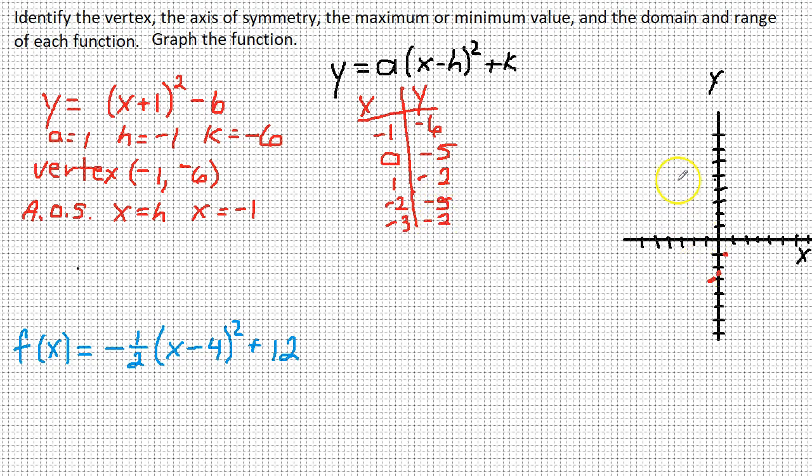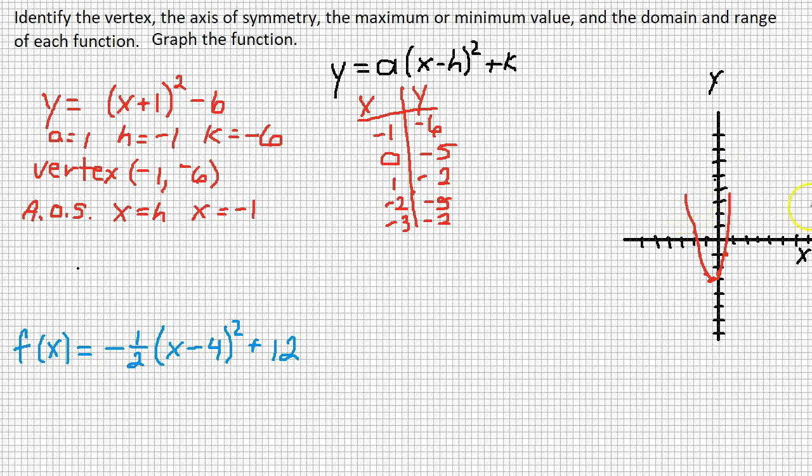So it's kind of like a twofer. You apply 1 point and you get 2. So at negative 2, I go down to negative 5. Put my dot. And then at negative 3, I go down to negative 2. Connect with our U-shaped curve. And here is our parabola.